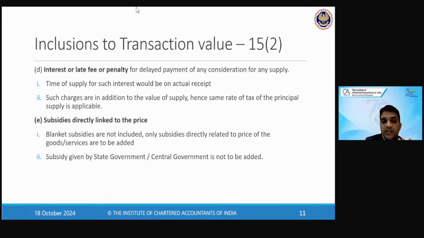Now there could be two subsidies. One is a blanket subsidy, one is a price-linked subsidy. Any subsidy given to support the price, saying if you are selling at 100 rupees, now you don't sell at 100 rupees, I'll give you a subsidy of 10 rupees for each product, is called a price-linked subsidy. These price-linked subsidies are to be added, yes, it has to be added. If you're selling something at 100 rupees, your actual value was 100. Somebody said no, you sell at 90 rupees to them, I will give you 10 rupees.